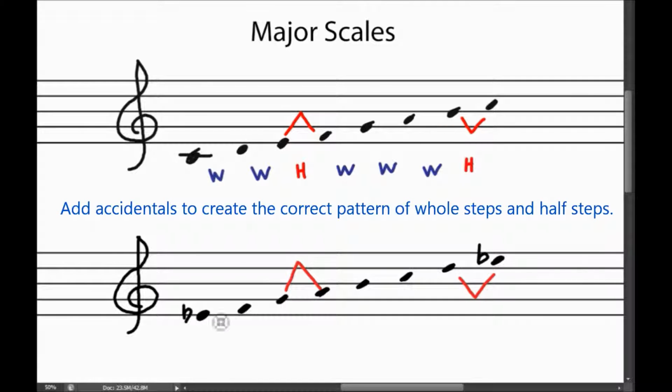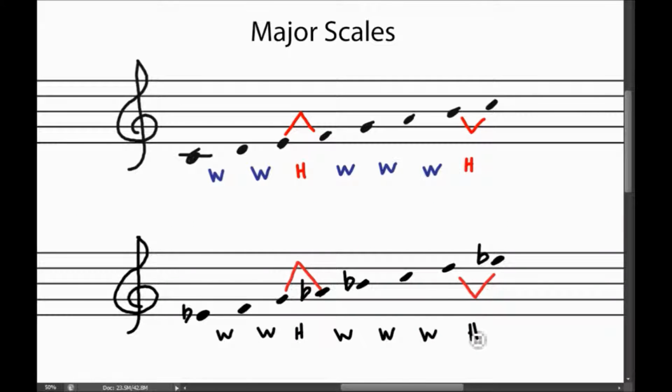So first, from E flat to F, that's a whole step, we're good. F to G, whole step. G to A is a whole step, we need a half step here. So I'm going to add an accidental, a flat. It's G to A flat. A flat to B is more than a whole step, so I'm also going to need to add a flat here. A flat to B flat is a whole step. B flat to C is a whole step. C to D is a whole step. And D to E flat is already a half step, so I don't need to add any more accidentals.